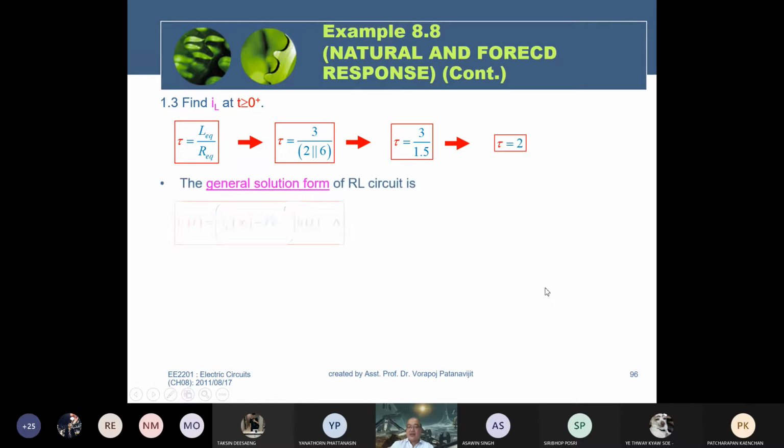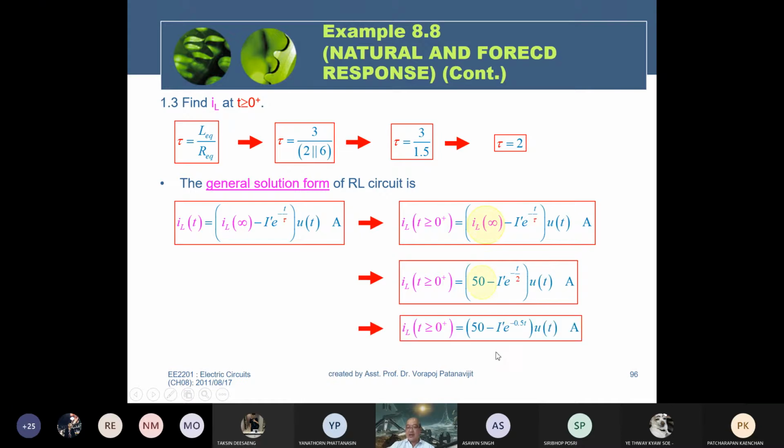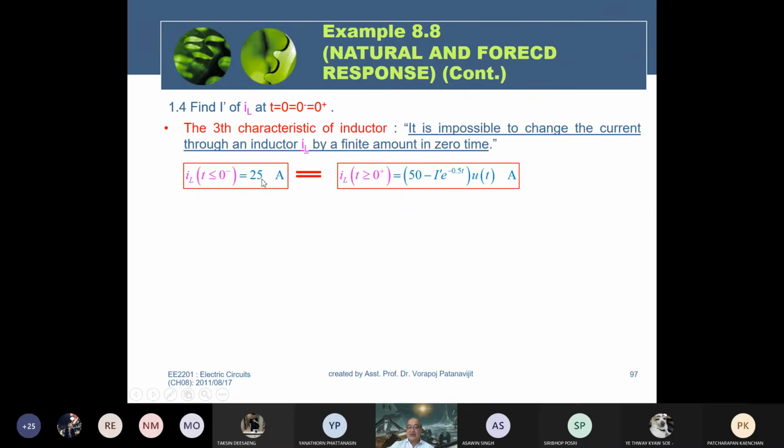And after that, you can determine the general solution form by substituting the inductor current at infinity and the time constant. The inductor current that you determined previously is equal to 50 amp and the time constant equals 2. Now you get the inductor current for time greater than 0. For time less than 0, the inductor current equals 25. For time greater than 0, the inductor current equals 50 plus I e power minus 0.5 t.